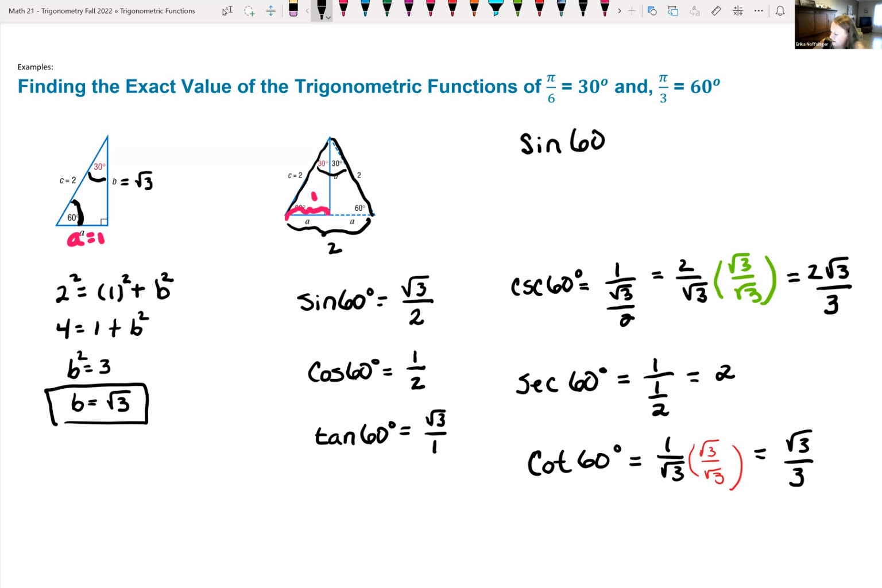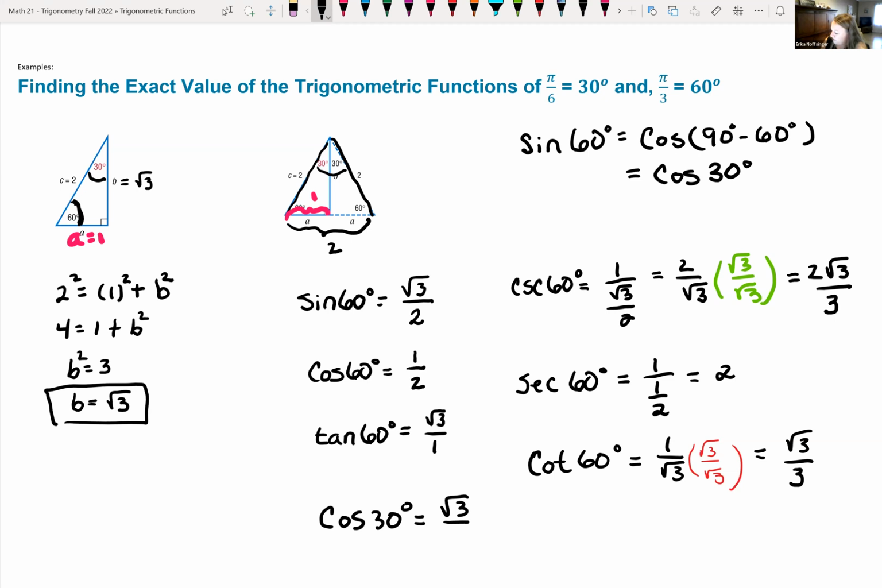degrees, the cofunction is cosine of 90 minus 60 degrees, which is the same thing as cosine of 30 degrees. So we can see that cosine of 30 degrees is the same as sine of 60 degrees. So cosine of 30 degrees is equal to √3 all over 2.